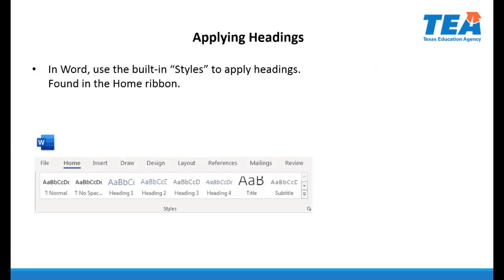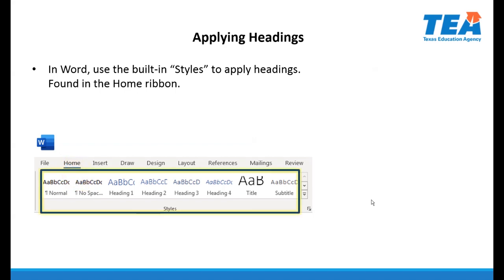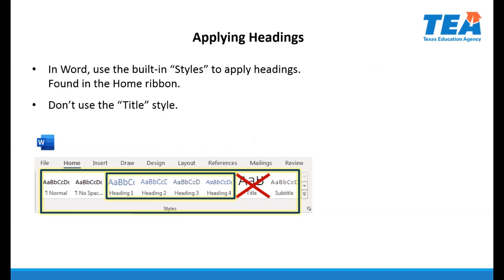Applying headings. In Word, use the built-in styles to apply the headings. Found on the Home ribbon, there's a section called Styles. You will see headings in there. There's also a title style. Don't use that for your title. Use the heading 1 for the main title.